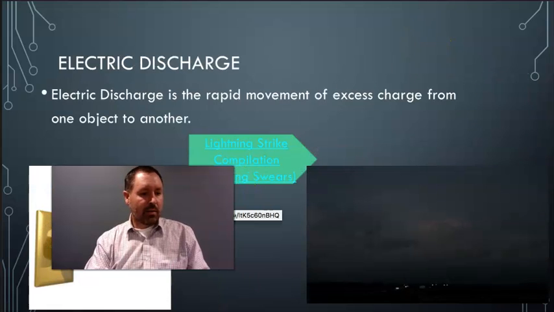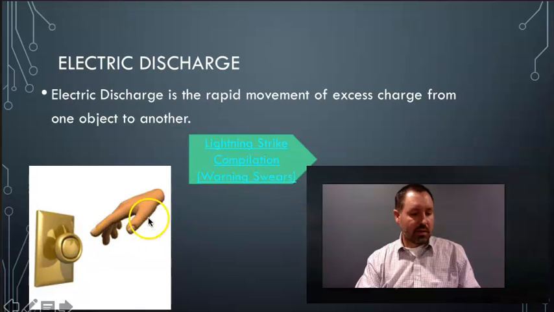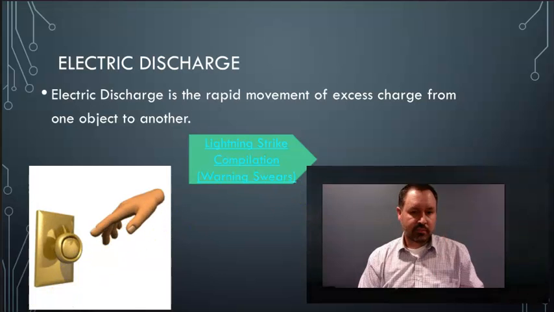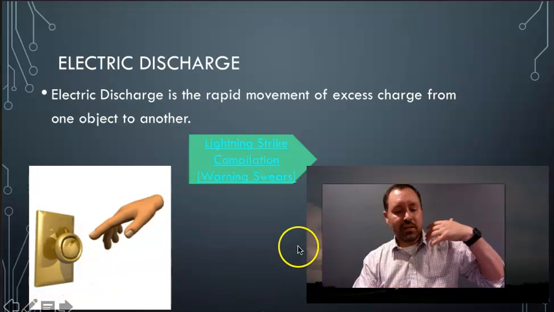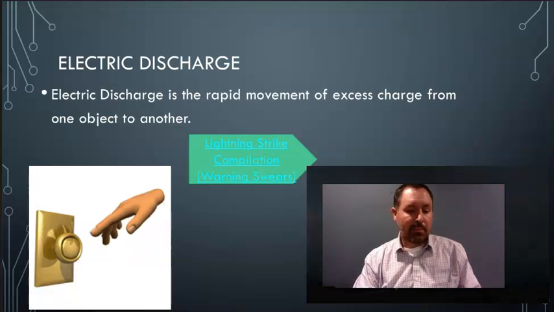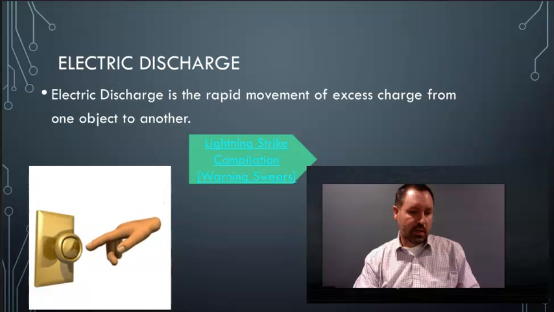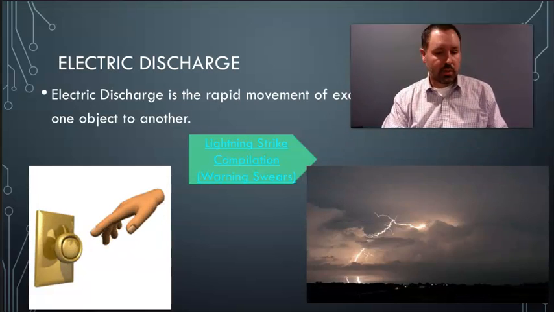So let's talk about electric discharge. Electric discharge is the rapid movement of excess charge from one object to another. So you can see here that this hand, hold on, I gotta sneeze. Sorry, I had to sneeze. You just can't plan those things. Anyway, it's whenever something has a very built-up charge, like the balloon did, and it passes that built-up charge onto something else. So electric discharge is the rapid movement of excess charge from one object to another.